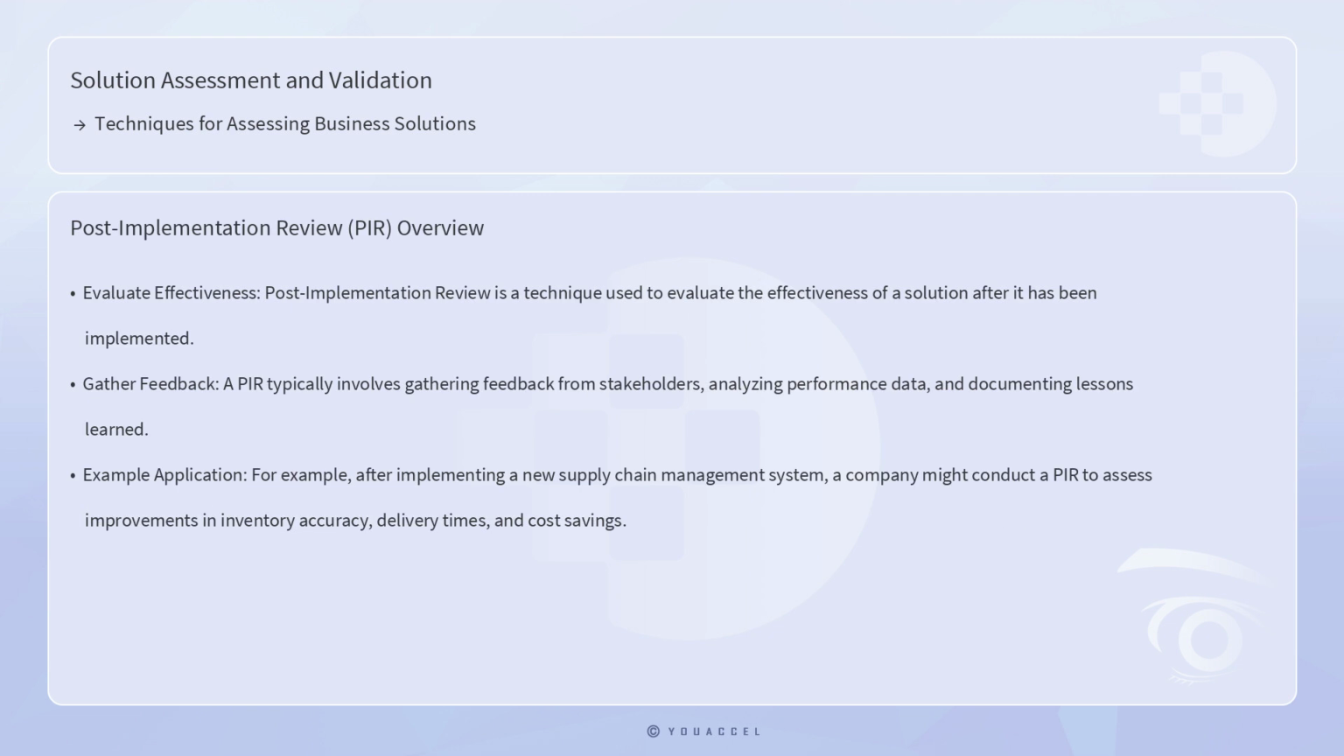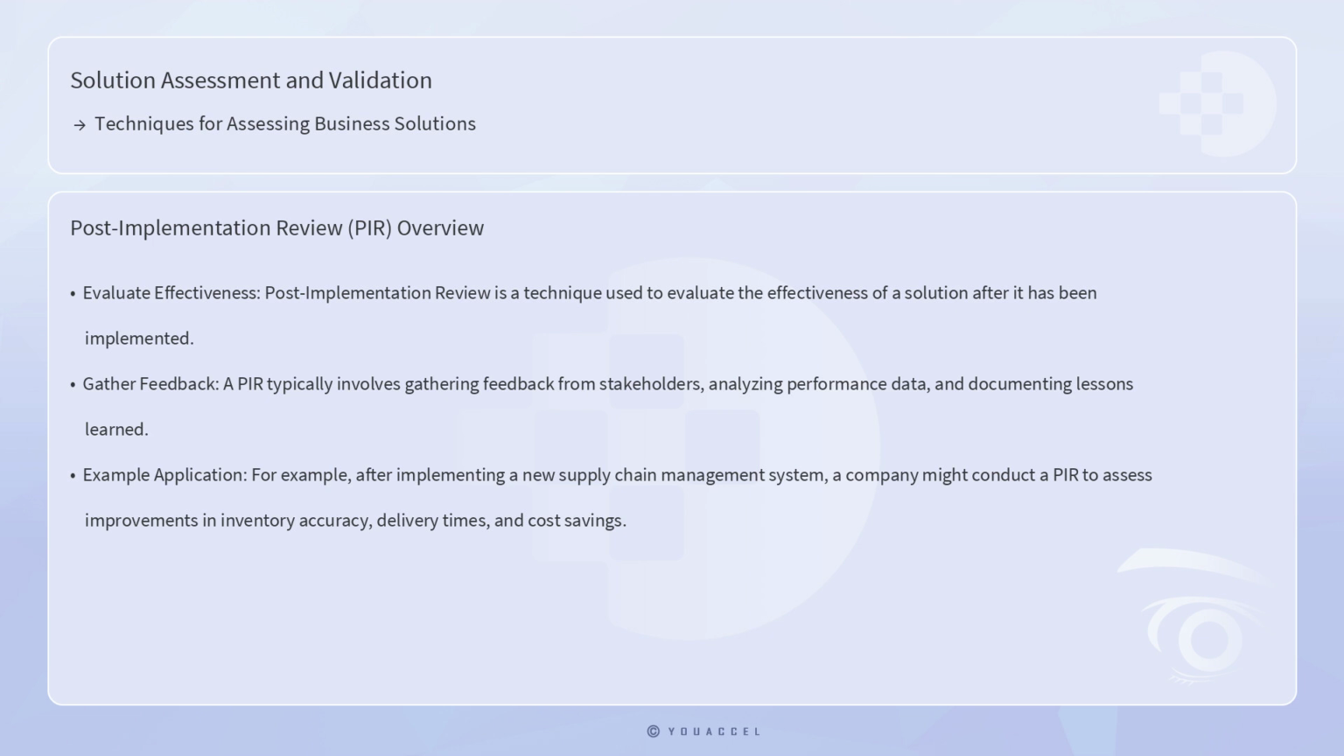Finally, post-implementation review is a technique used to evaluate the effectiveness of a solution after it has been implemented. This retrospective assessment helps organizations understand what worked well, what didn't, and how future projects can be improved. A PIR typically involves gathering feedback from stakeholders, analyzing performance data, and documenting lessons learned.